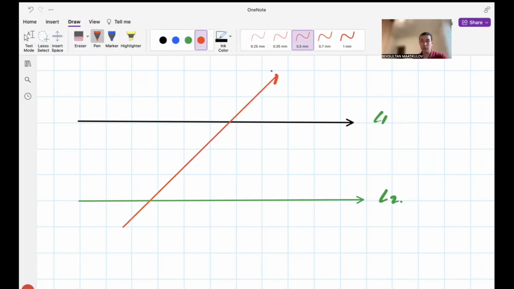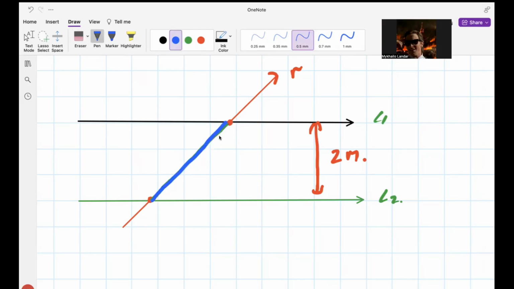So we have the third line, L3, or it was written R. Let me write it as it was written, R. And you know that the distance between those two parallel lines L1, L2 is 2 meters. You are asked to find the length of this green line. Let me do it blue, so you're not confused.